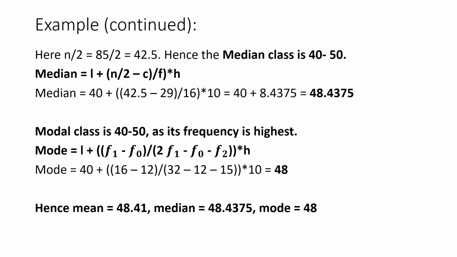For finding the mode, the modal class is the class which has the highest frequency. We can see that the class 40 to 50 has the highest frequency, which is 16. Now in the formula for mode, f0 is the frequency of the class before the modal class, f1 is the frequency of the modal class, and f2 is the frequency of the class after the modal class. So by putting the values in the formula for mode, we get mode equal to 48. Hence we get the value of mean 48.41, median 48.4375 and mode as 48. You can see all these three are the measures of central tendency which represent the whole data.